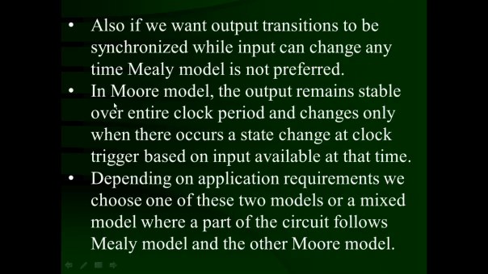In a Moore model, it is not like that. In the Moore model, the output remains stable over the entire clock period and changes only when a state change occurs at a clock trigger, based on the input variable available at that time. The output remains stable for one complete clock period, because only after the next clock pulse occurs can the state be transitioned from one state to another. Until then, the Moore model output is stable, and you can change the input during that time. The output is not going to be affected, and hence in a Moore model that is an advantage.